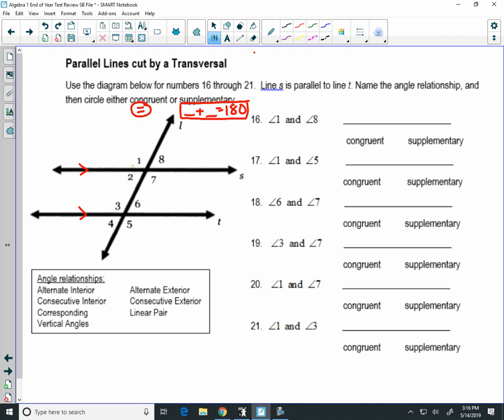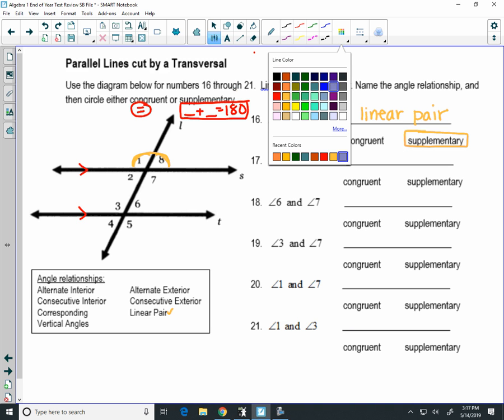Angle 1 and angle 8 are right next to each other. They make a line. I'm going to call them a linear pair. If we have a linear pair, those two angles are going to add to 180 degrees. They are supplementary.